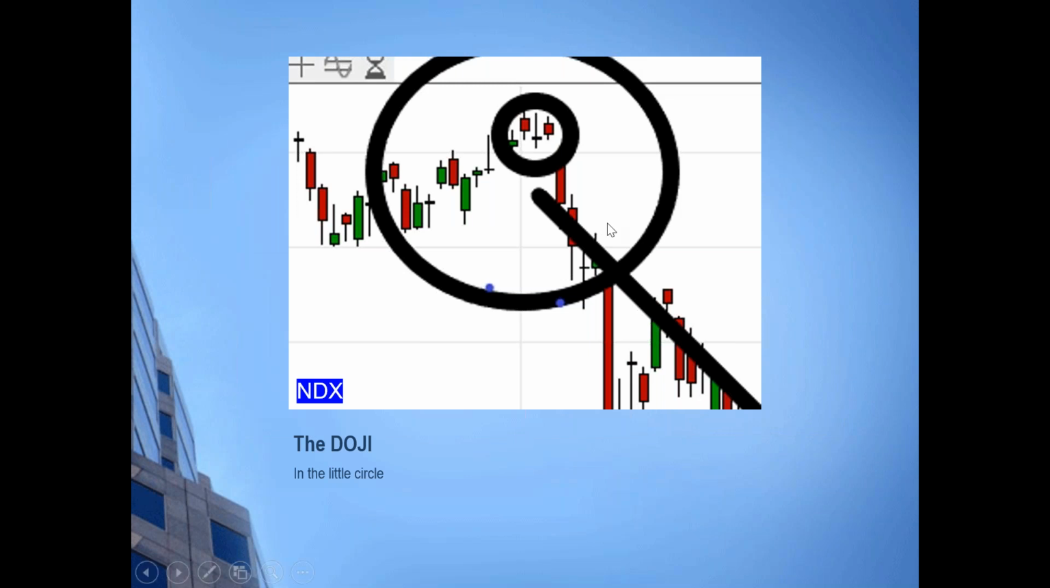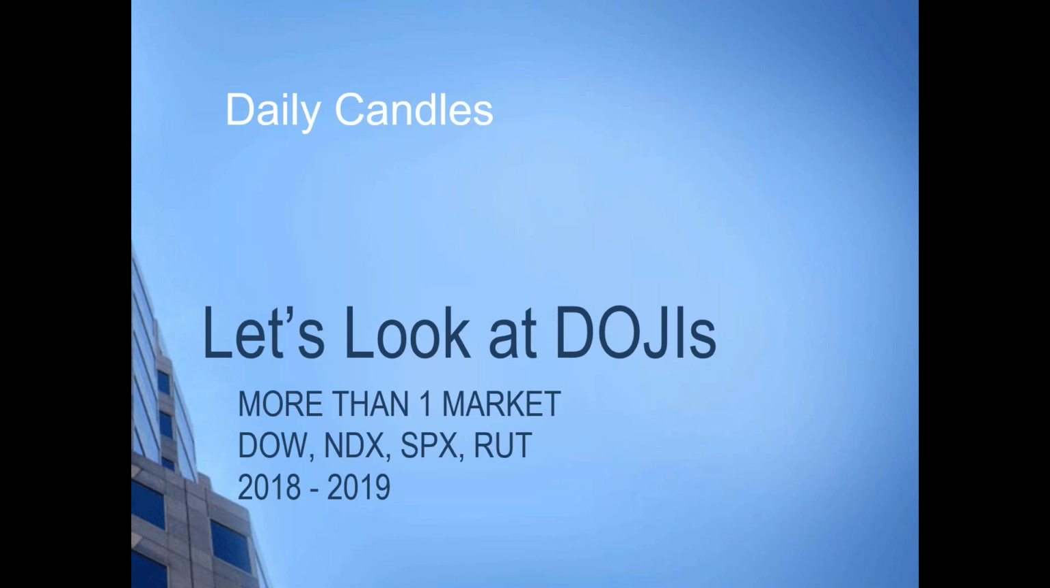Now, for those that weren't able to see or know what dojis looked like before, does this pattern now look familiar to what we just saw in that doji diagram? This is what existed in October. So let's look at dojis a little closer. We're going to look at more than just one market. That was the NASDAQ 100.